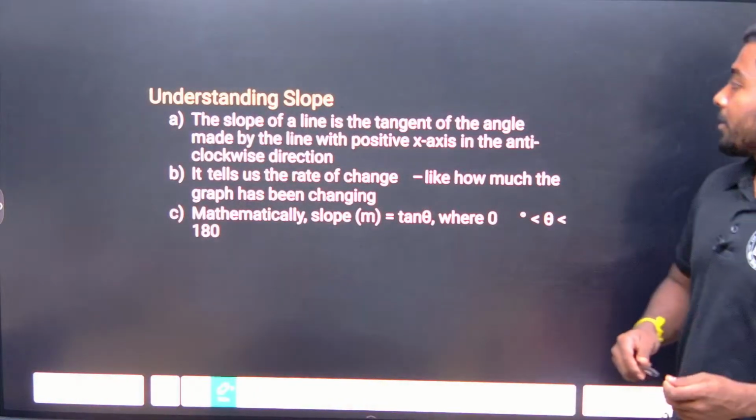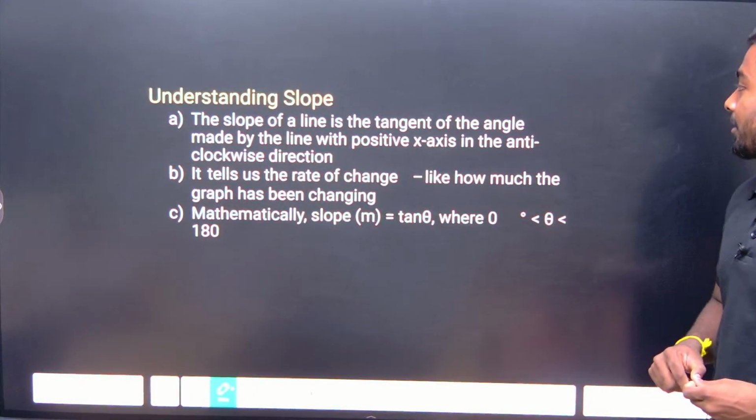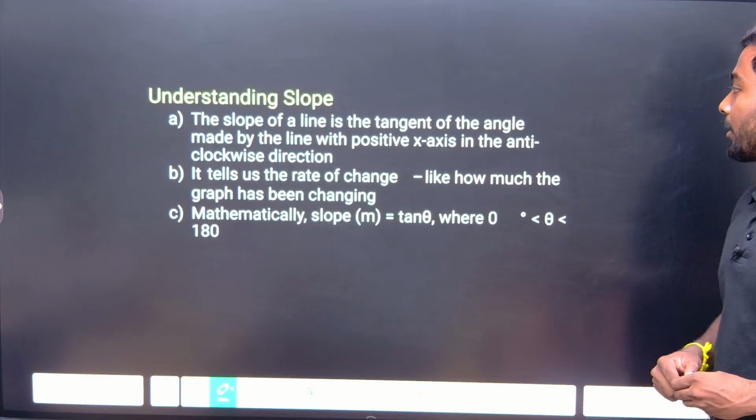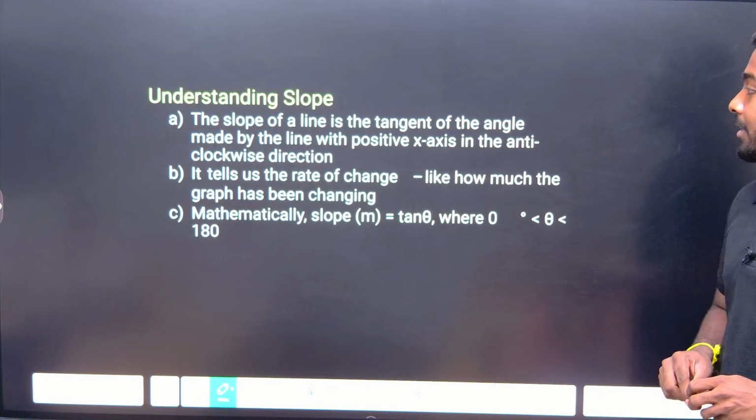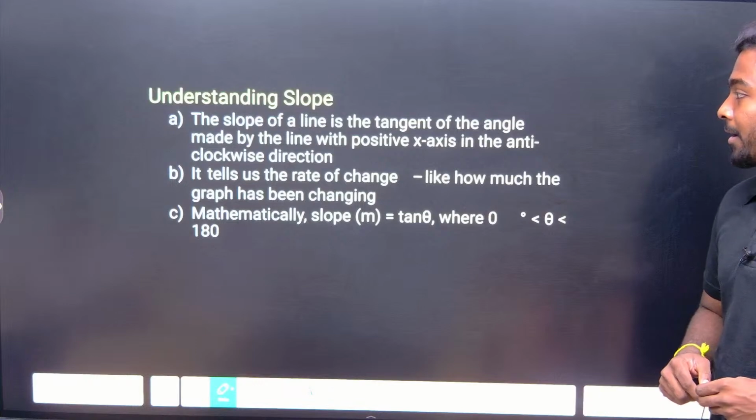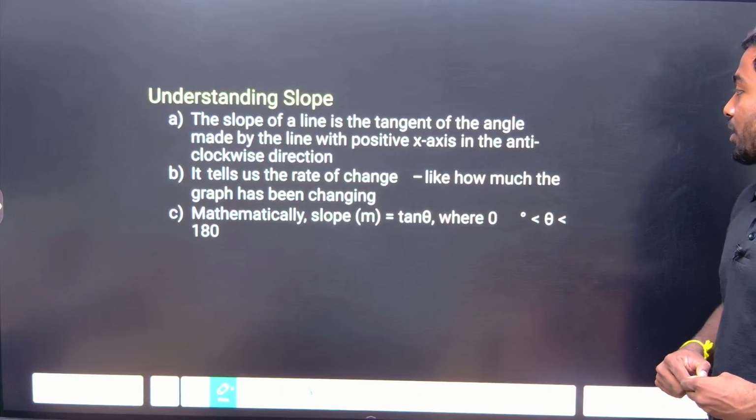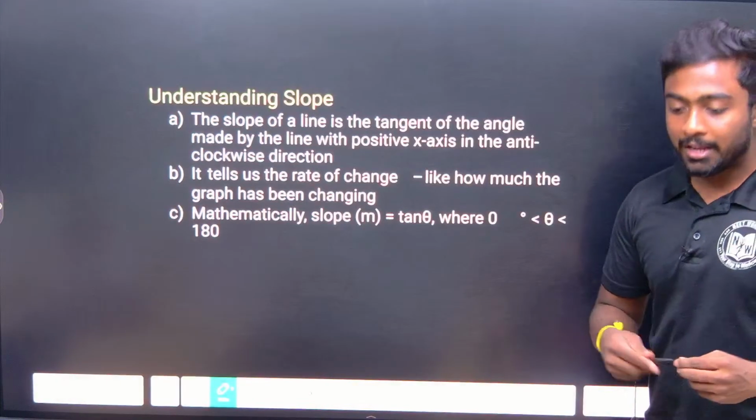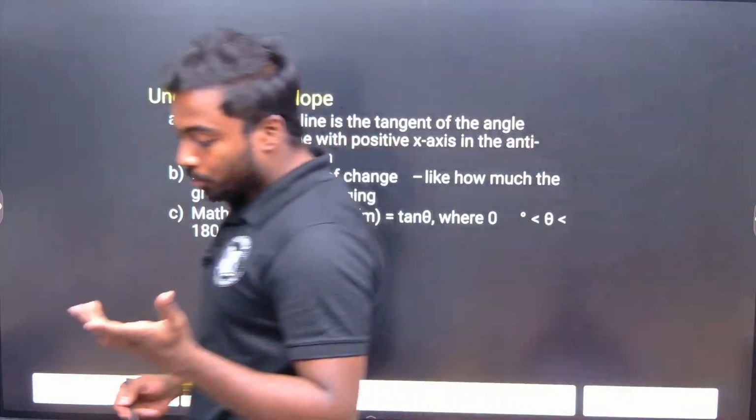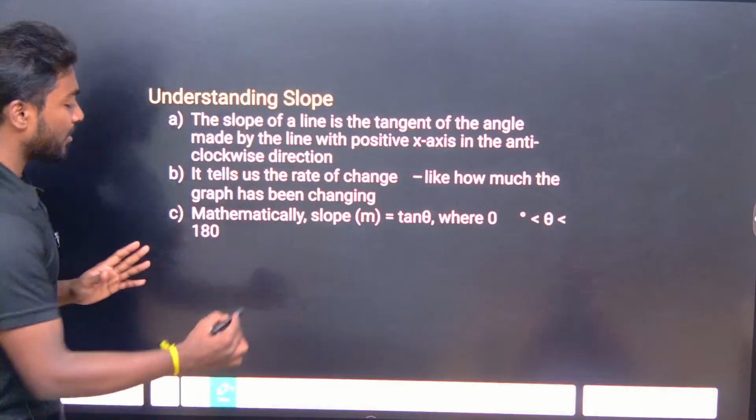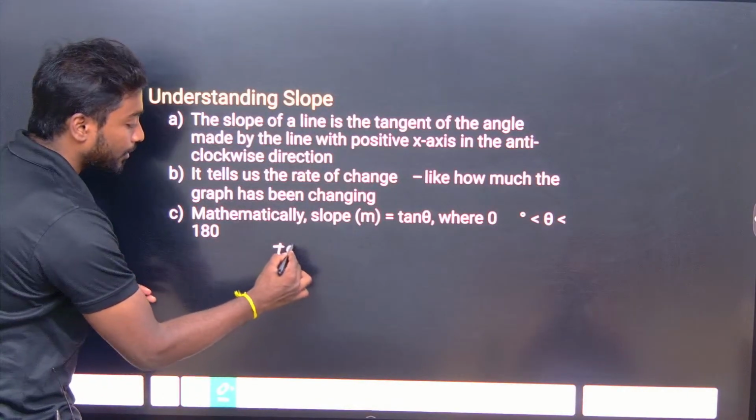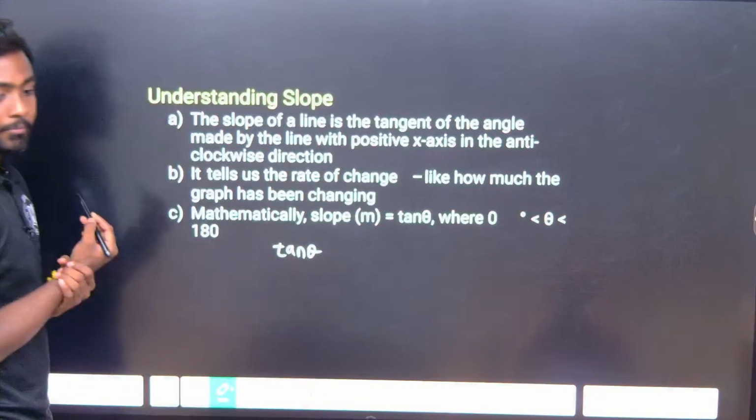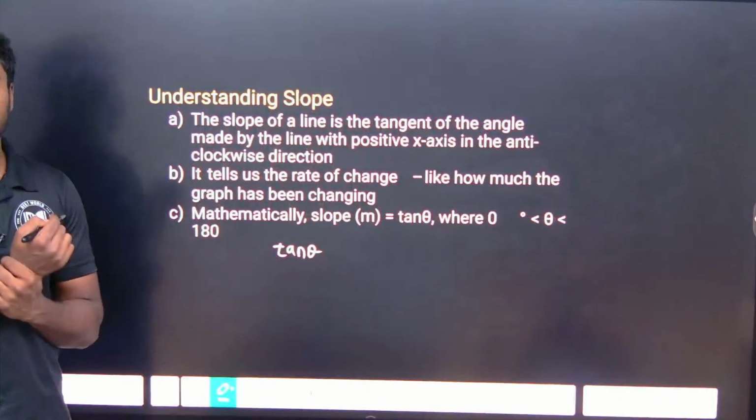The slope of a line is the tangent of the angle made by the line with the positive x axis in the anti-clockwise direction. It tells us the rate of change, how much the graph has been changing. In simple words, slope is tan theta. So tan theta is nothing but opposite by adjacent.